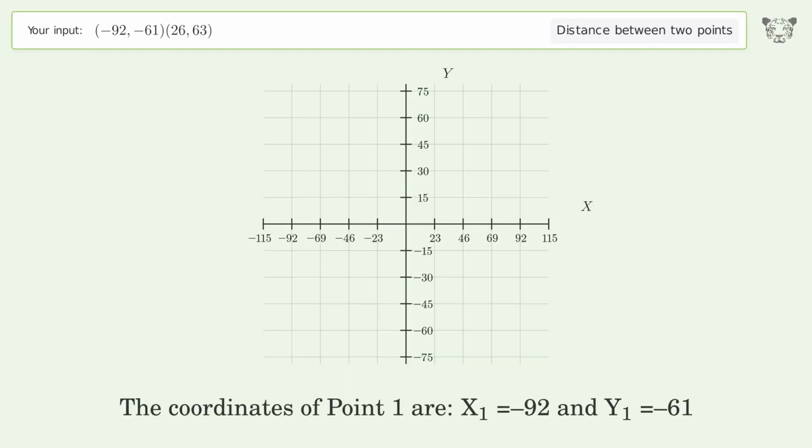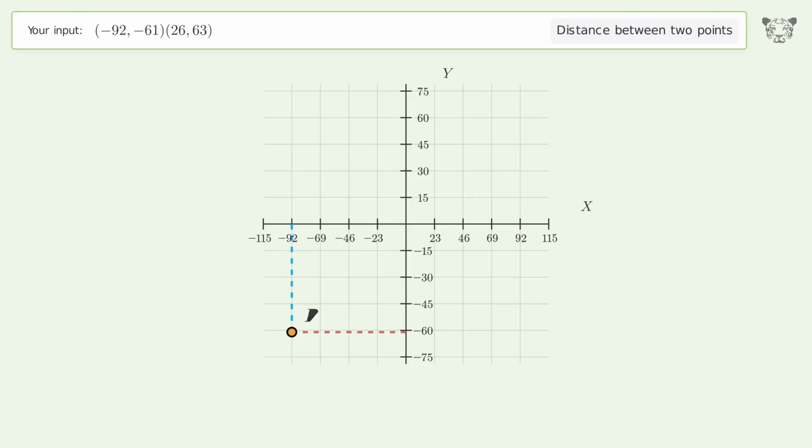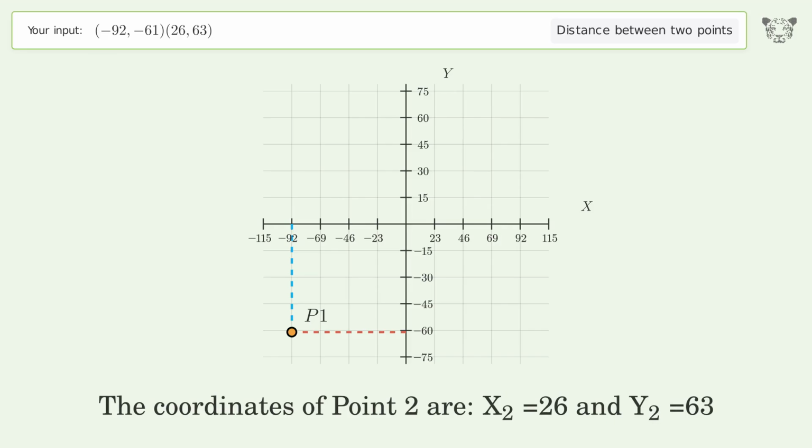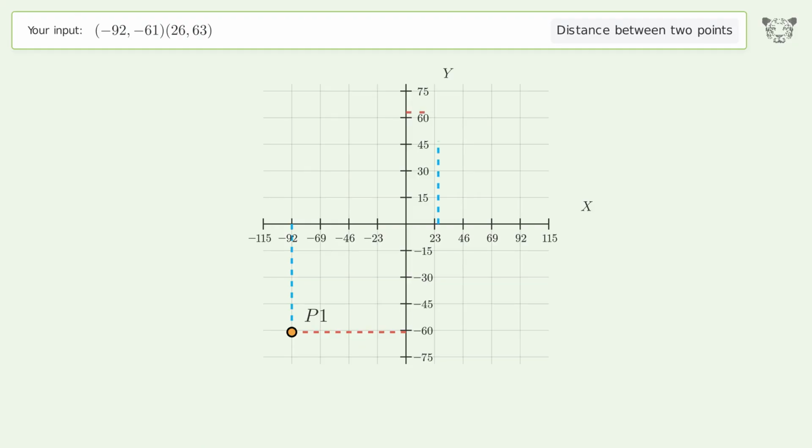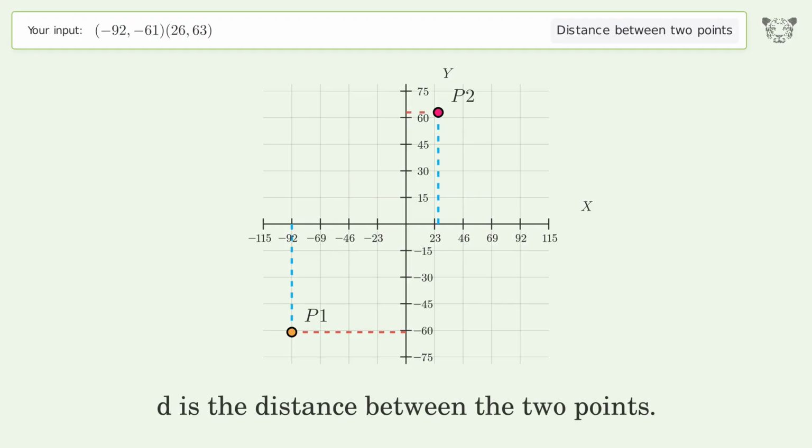The coordinates of point 1 are x1 equals -92 and y1 equals -61. The coordinates of point 2 are x2 equals 26 and y2 equals 63. D is the distance between the 2 points.